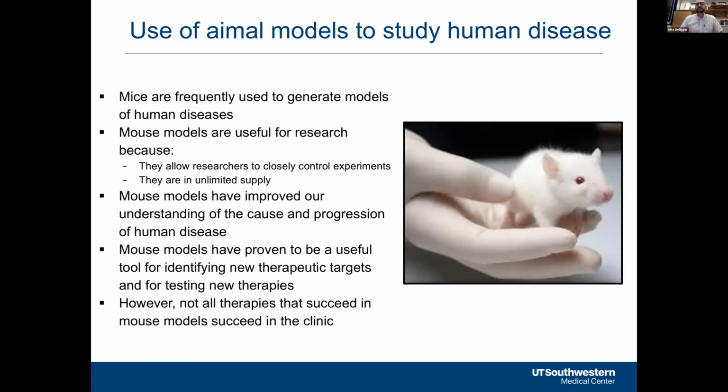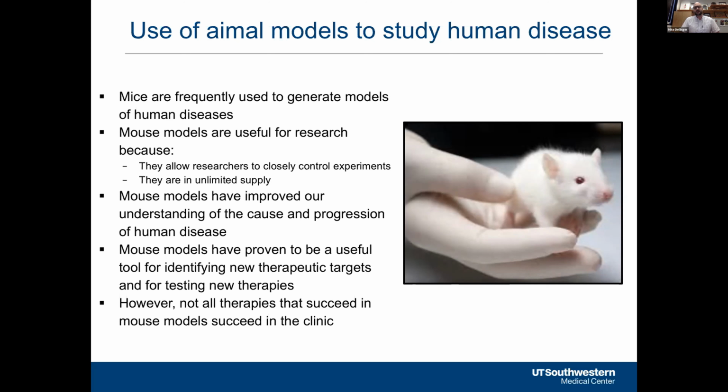So mice are frequently used to generate models of human diseases, and they're useful because you can closely control your experiments with mice, and they're virtually in unlimited supply. So this is really important, especially when we're working with a rare disease where it's hard to come across patient samples or even patients. We can have a mouse model of the disease and generate hundreds of mutant mice that will develop the disease that we're interested in studying.